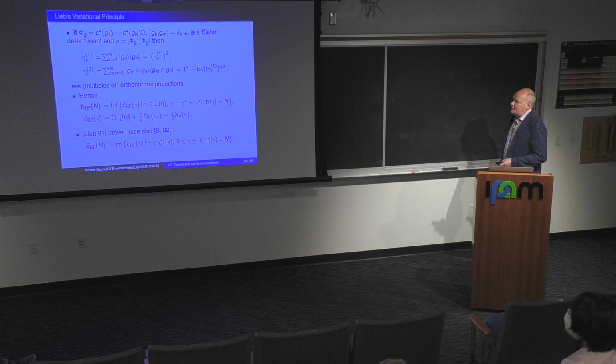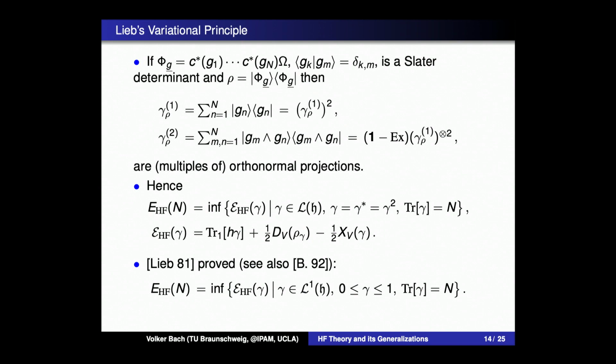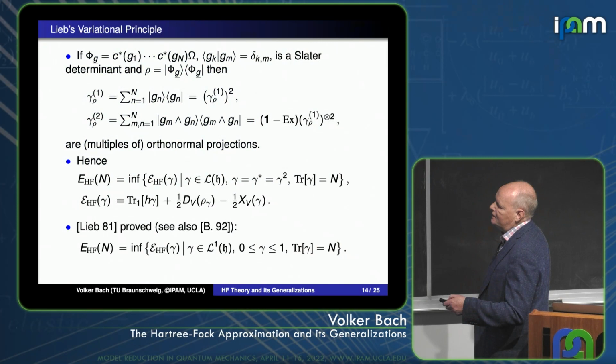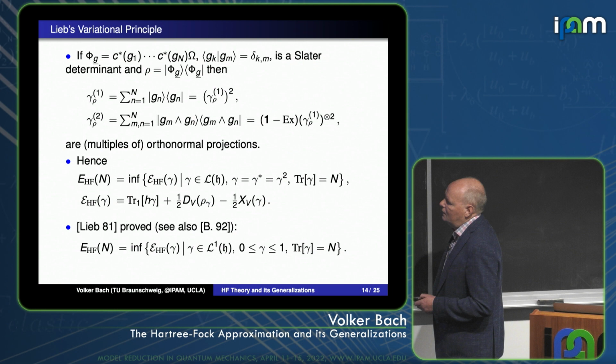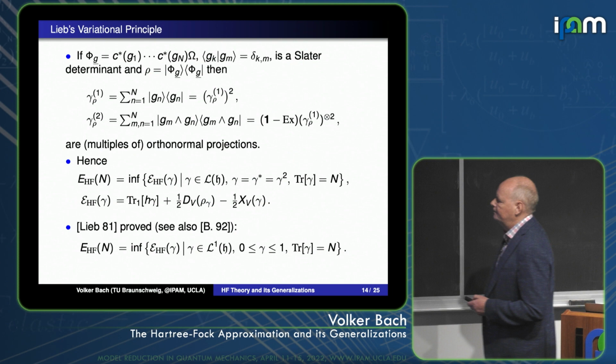So let's briefly compute what we get if we insert a special density matrix, a Slater determinant. If we have a Slater determinant phi, and we look at the density matrix, the pure state, the rank one density matrix that projects onto the Slater determinant, then the one particle density matrix is the rank n orthogonal projection onto the orbitals g_n. And the two particle density matrix is actually two times the projection onto the antisymmetric tensor products of the g_m and g_n. So the two particle density matrix can be written in terms of the one particle density matrix, where X is the exchange operator.